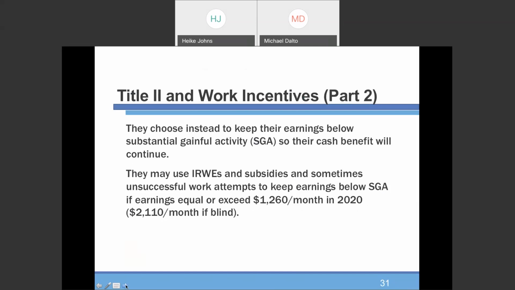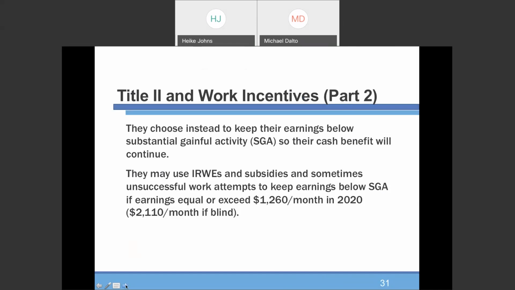So most people on Title II benefits, at least initially, are going to choose earnings that'll be below SGA so they can keep their Title II cash benefits. But one important strategy to use is to show people that they can earn more than the SGA dollar amount, but have their countable earnings be below SGA with the help of IRWEs and subsidies and sometimes unsuccessful work attempts.